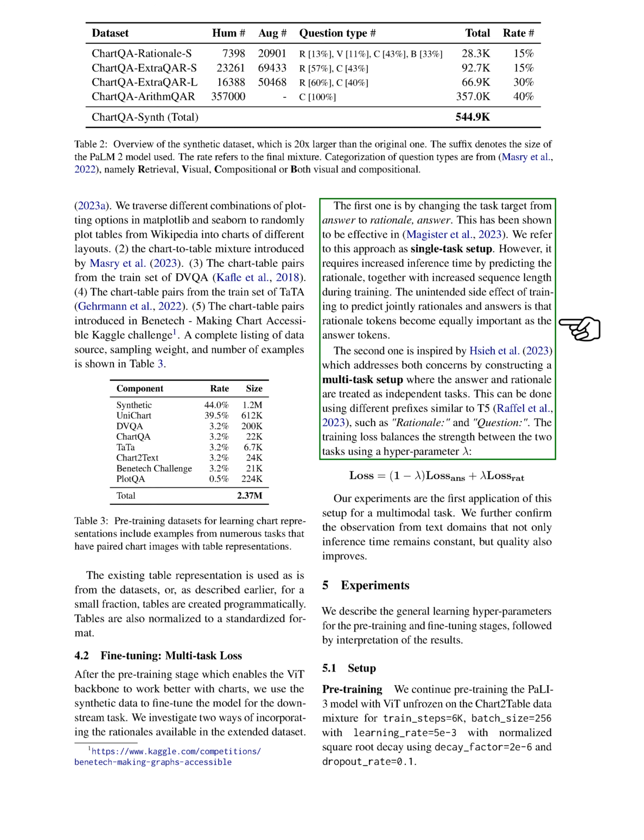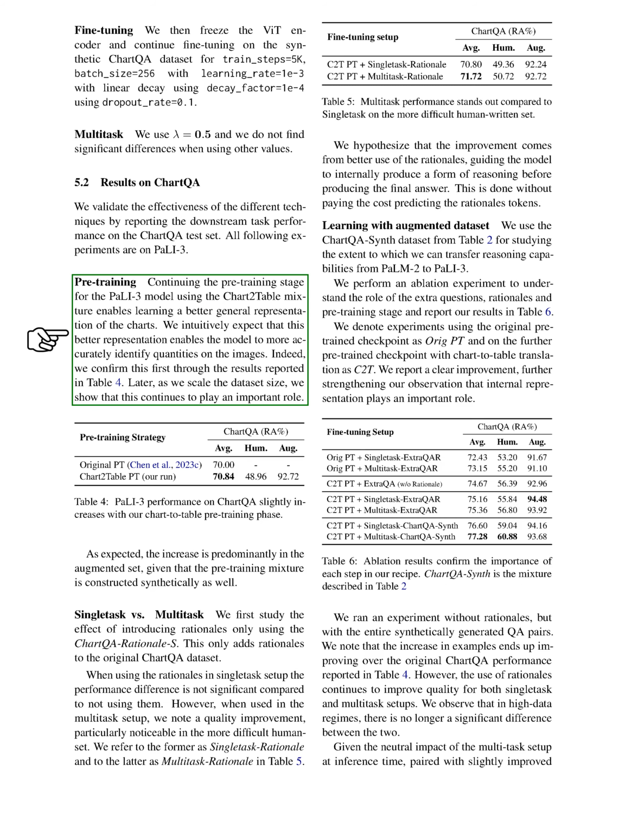Our experiments encompass general learning hyperparameters for both pre-training and fine-tuning stages, followed by result interpretations. During pre-training, we continue training the Poly3 model with specific configurations on the Chart2 table data mixture. Subsequently, we freeze the VIT encoder and fine-tune the model on the synthetic ChartQA dataset with different settings. We validate the effectiveness of our techniques by evaluating the performance on the ChartQA test set. Our experiments demonstrate the impact of pre-training with the Chart2 table mixture on improving the model's ability to identify quantities in images accurately.